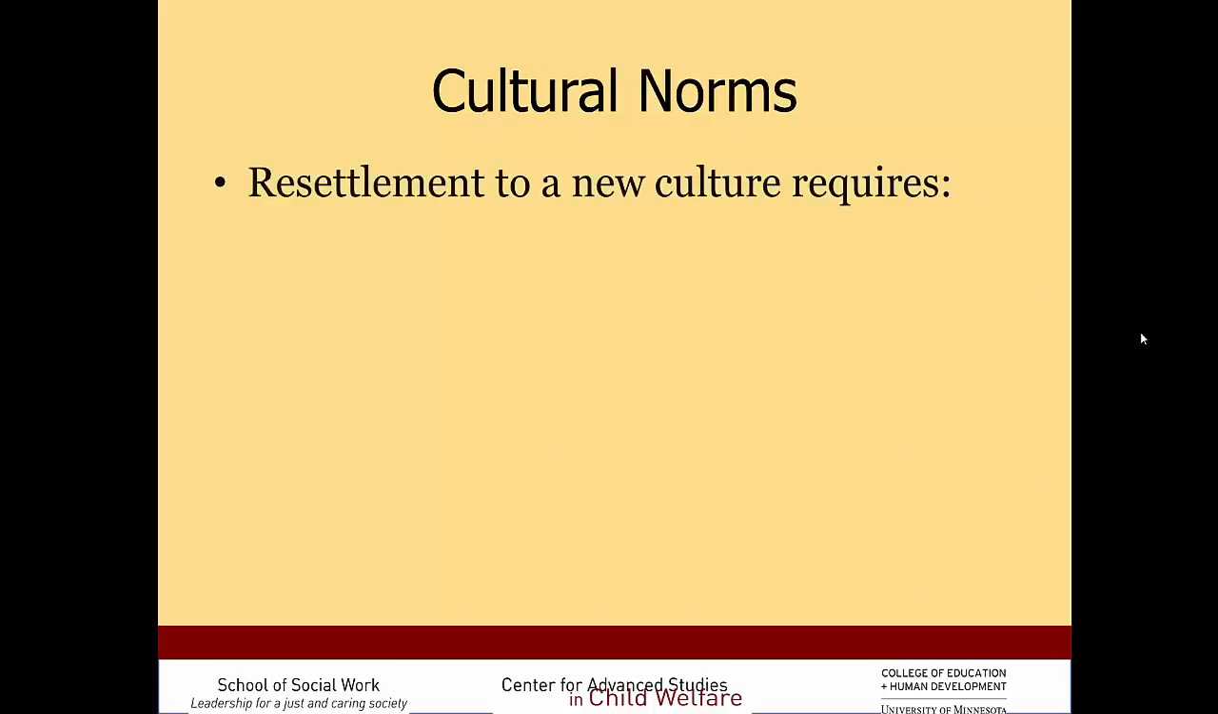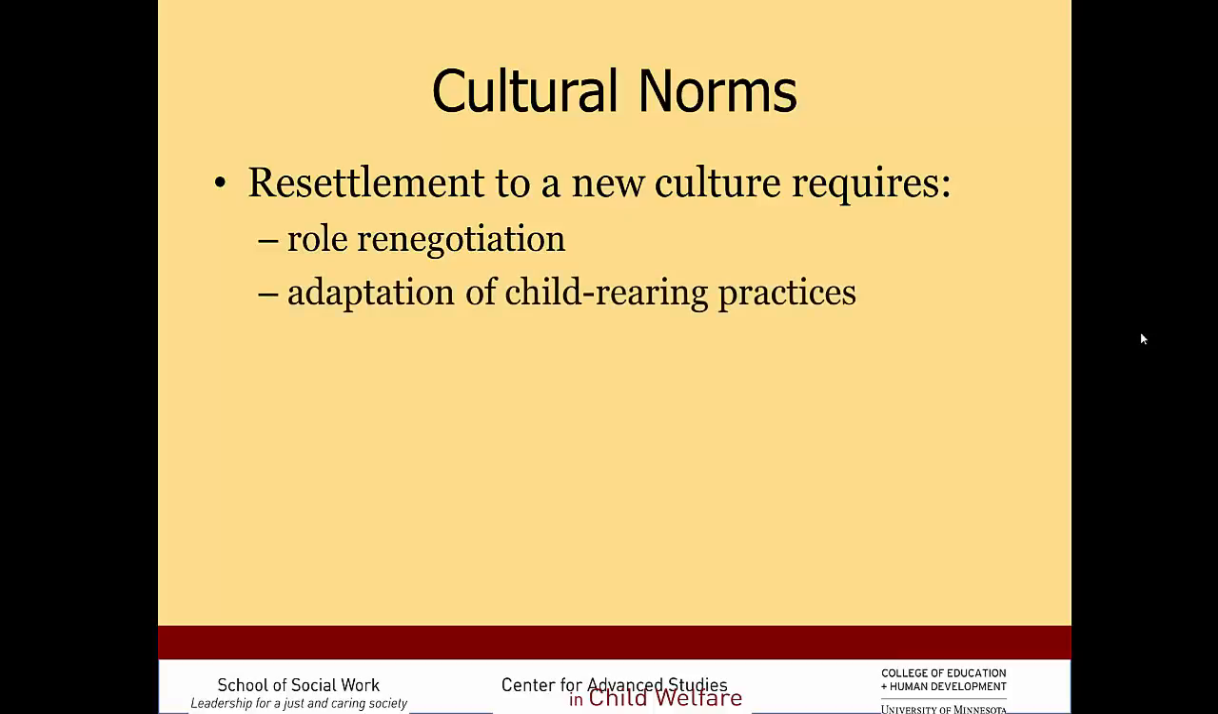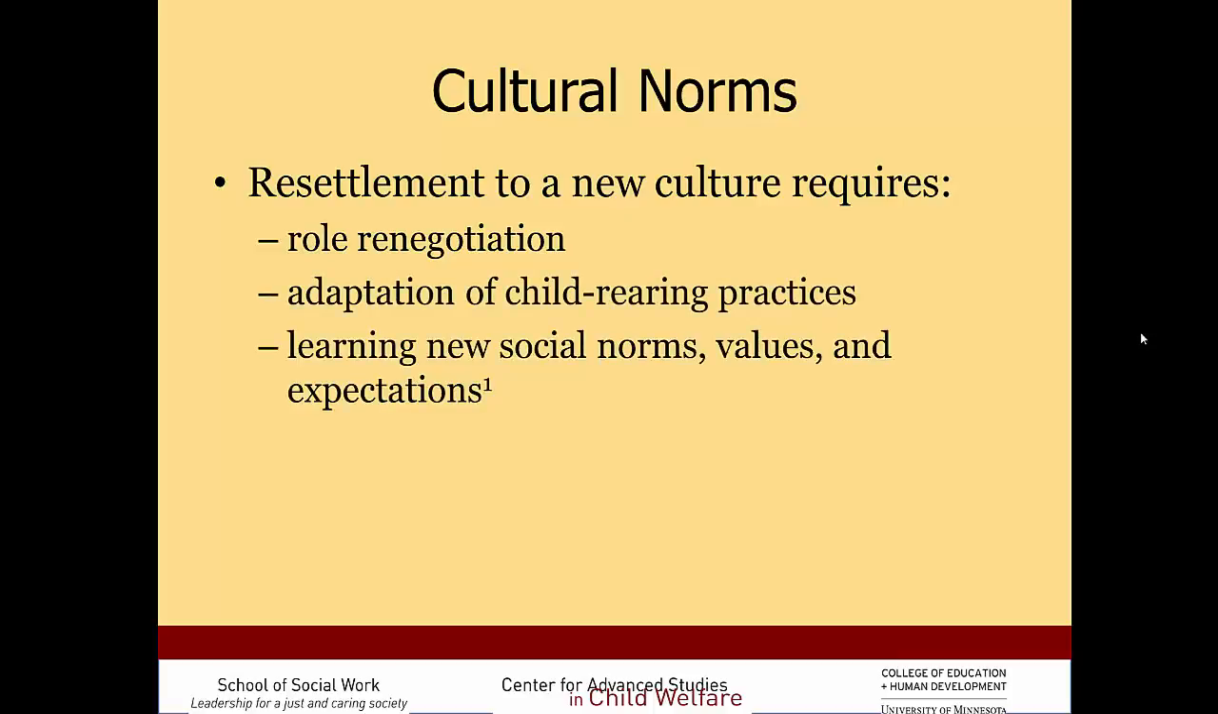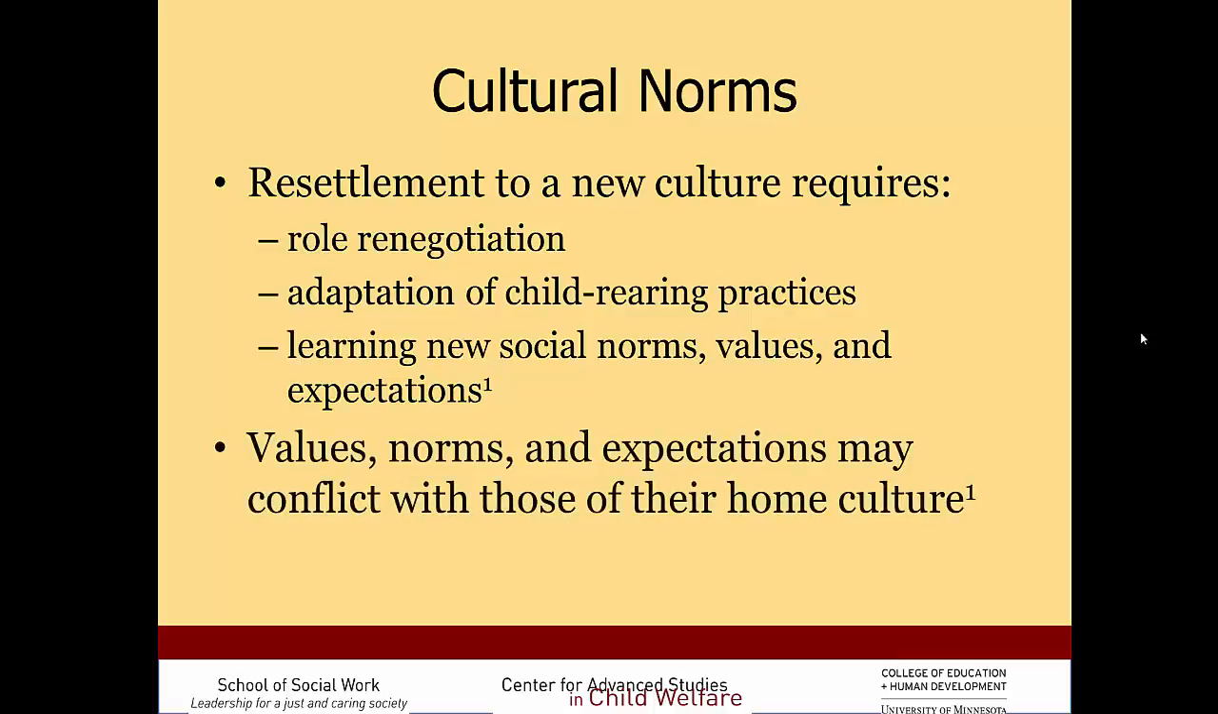Resettlement to a new culture, especially one with different cultural norms, is challenging. It often requires renegotiation of familiar family roles, requires parents to adapt their child-rearing practices, and requires parents to learn new social norms, values, and expectations. Sometimes these values, norms, and expectations may conflict with those of their home culture.